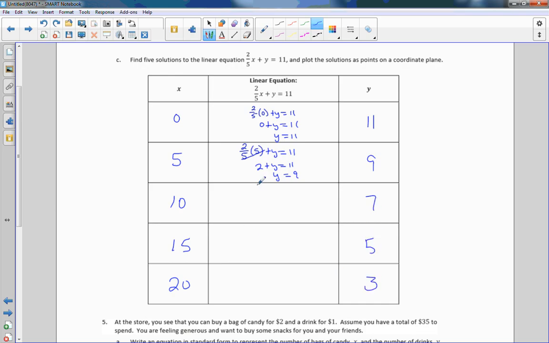So these should be my values. So 2/5 times 10 plus y equals 11. This makes it a 2. 4 plus y equals 11. Subtract 4, and y is 7. 2/5 times 15 plus y equals 11. This becomes a 3. 6 plus y equals 11. Y equals 5. 2/5 times 20 plus y equals 11. 4 times 2 is 8. 11 minus 8 equals 3. So there are all my values.